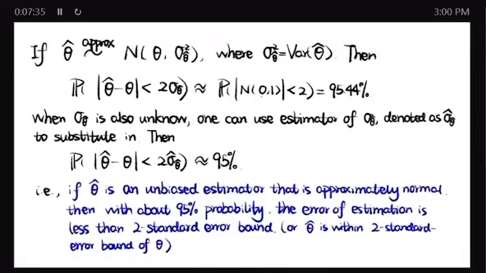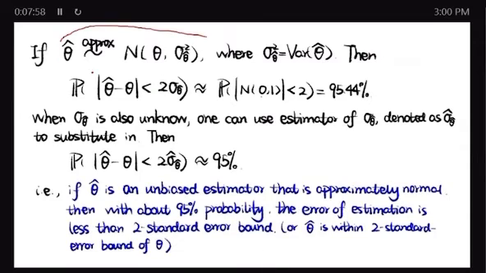If theta cap is approximately normal, but let me tell you this, whether approximately normal or normal, I'm going to say that again. Whether approximately normal or normal, the empirical rule applies. Does that make sense? Whether approximately normal or normal, the empirical rule applies. Now take a look at this.